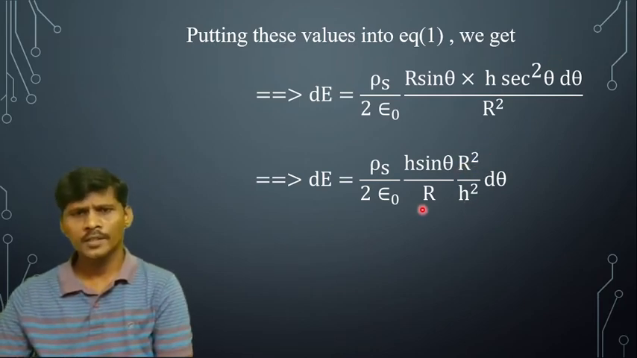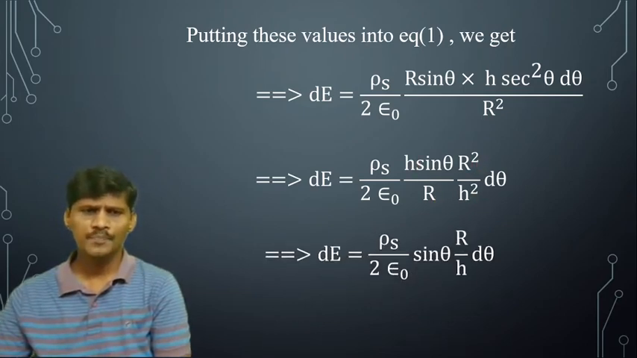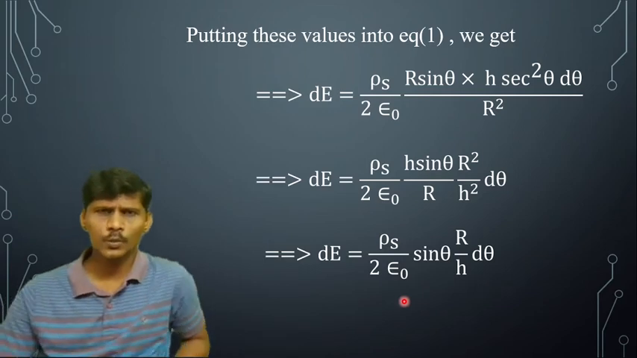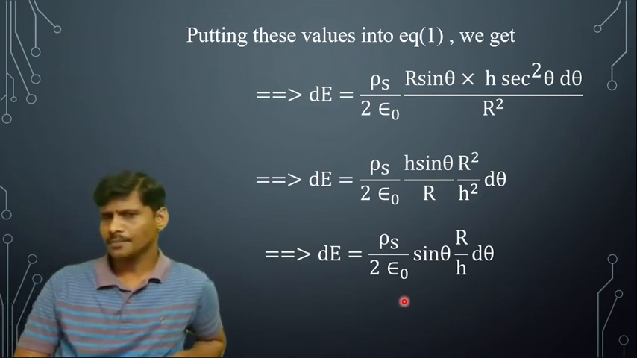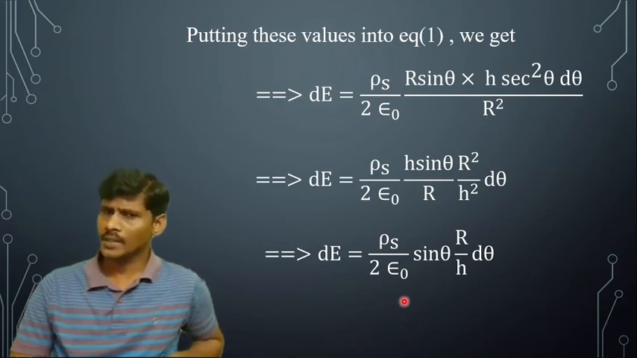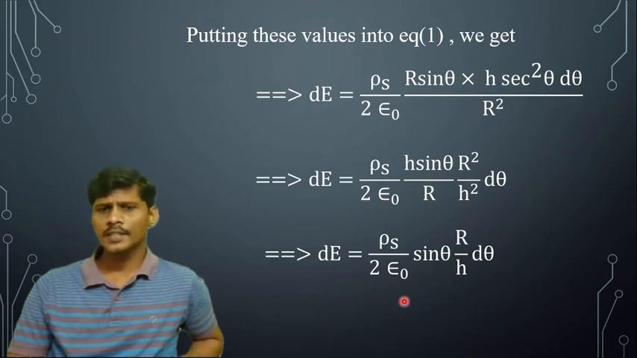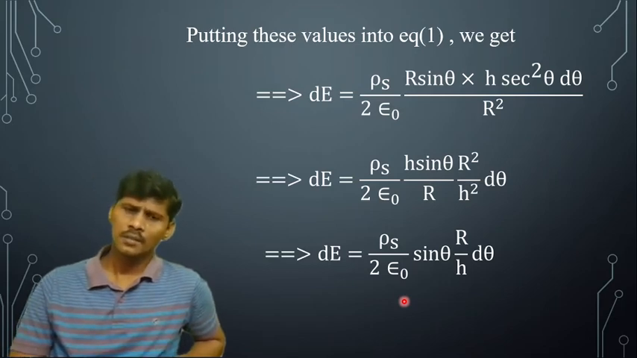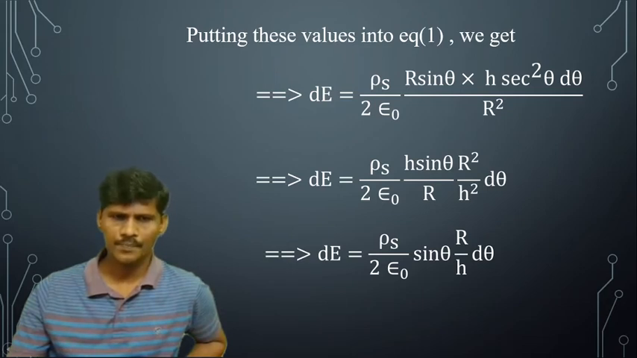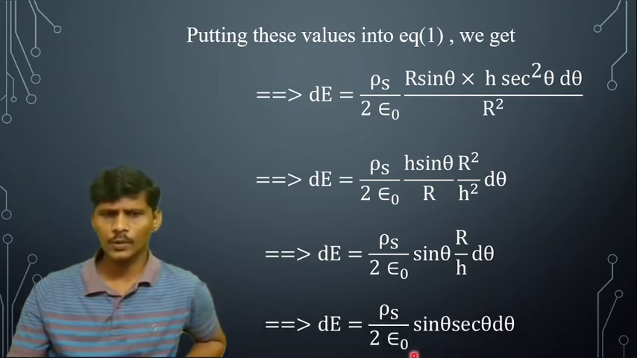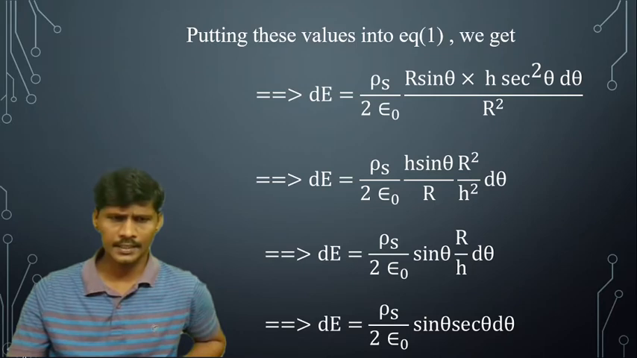In the numerator and denominator, one capital R and one h are cancelled, and we get dE is equal to rho s by 2 epsilon naught sin theta into R by h. So R by h is the secant theta. So secant theta is 1 by cos theta. So that is equal to rho s by 2 epsilon naught sin theta secant theta d theta.